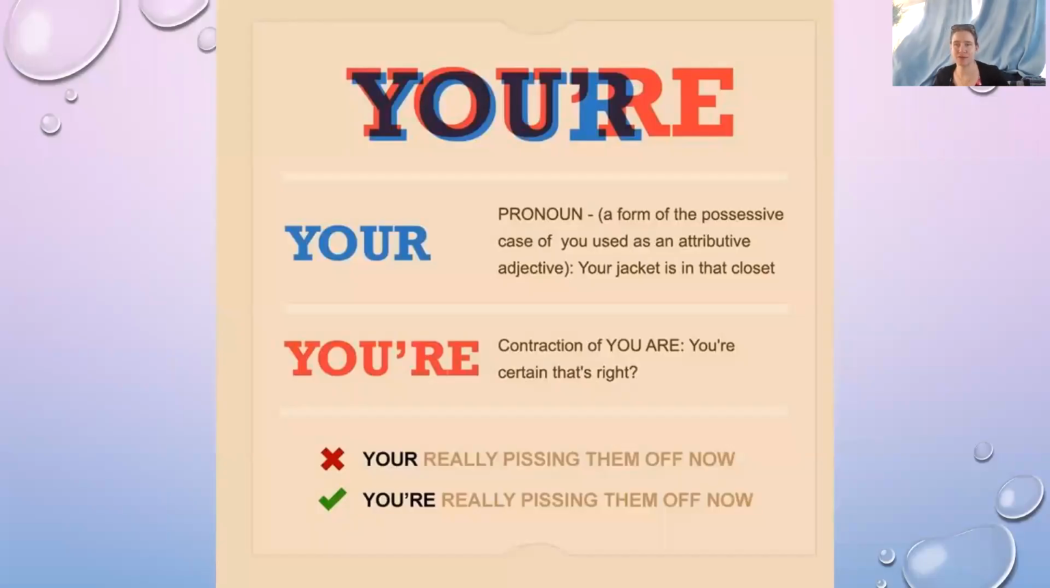The same can be said for your and you're. Y-O-U-R is the possessive pronoun, whereas Y-O-U apostrophe R-E is the contraction of you and are.